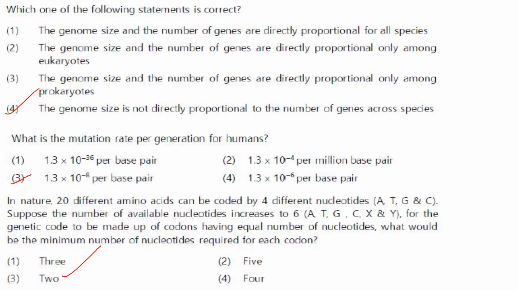Then next one. Which one of the following statements is correct? The genome size and the number of genes are directly proportional. No, they are not at all directly proportional across species. So the answer here is option 4. The genome size is not directly proportional to the number of genes across species. Answer is option 4. The next one. What is the mutation rate per generation for humans? It is 1.3 × 10^-8 per base pair.